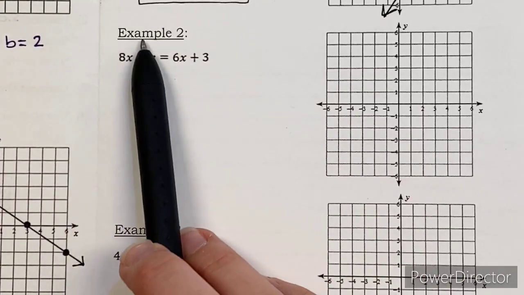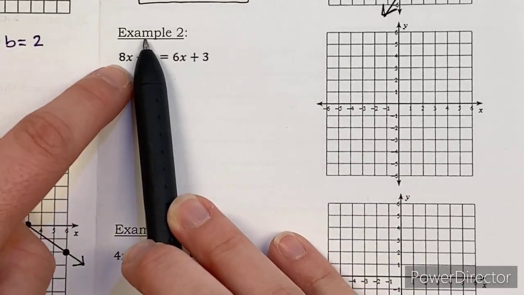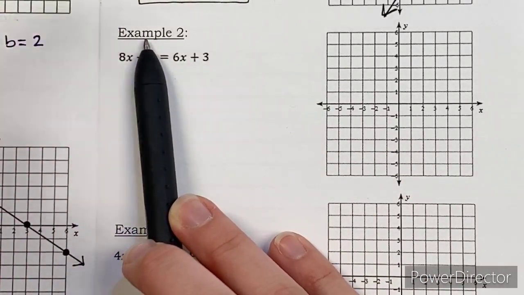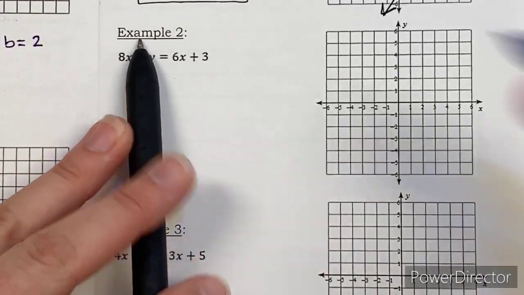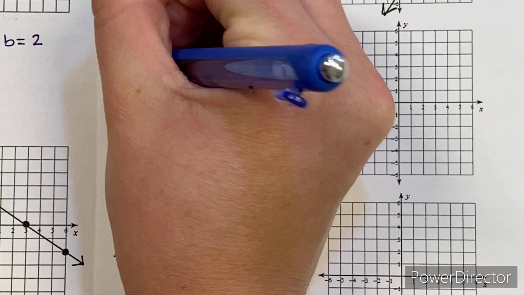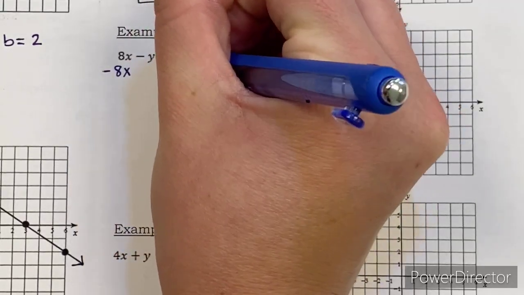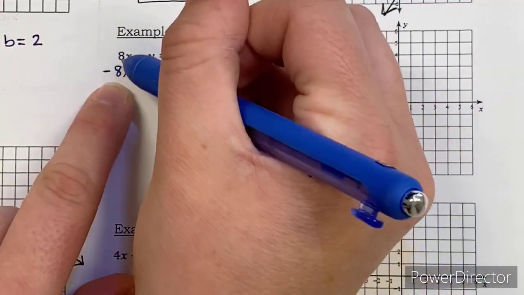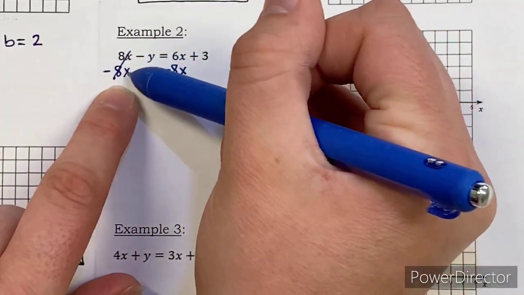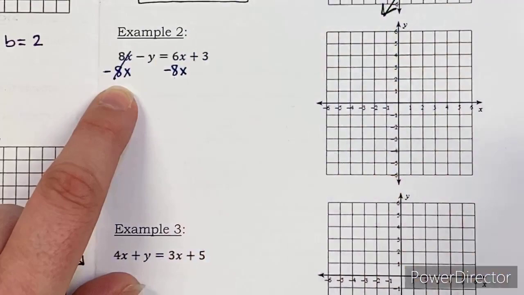So I can't do anything with that negative y yet. I have to move this 8x away from the y. I've got to get it on that other side. So that's a positive 8x. So I'm going to subtract 8x from both sides. Well, when I do that, these 8x's over here, they're going to go away, which is what I wanted. The whole goal was to get rid of them.